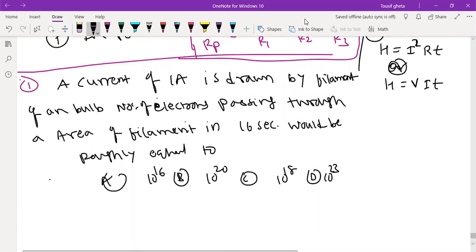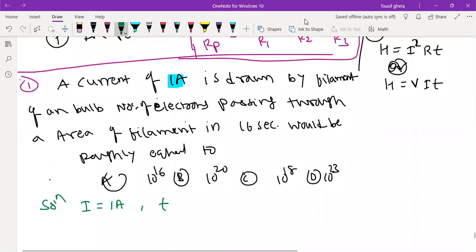You added this formula. Now I will explain this one. You can read it. A current of 1 ampere is drawn by a filament of a bulb. Let us write the data. Solution. I is equal to 1 ampere. Number of electrons passing through the area of the filament in 16 seconds. Time is equal to 16 seconds.